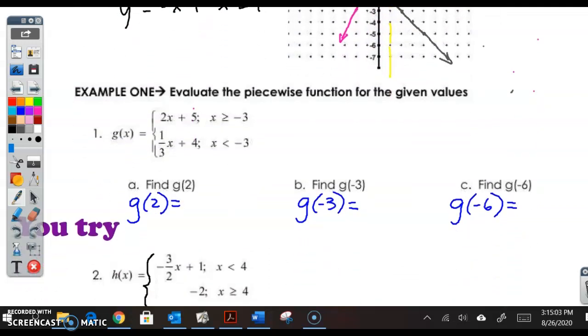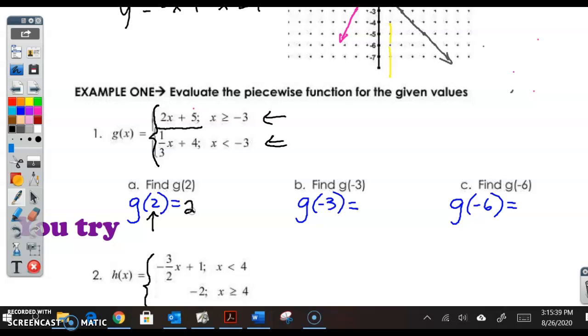So they'll give you the piecewise function, and then they ask you to find g of 2. You have to figure out which part of the function you are going to be inputting the 2 into. Now we need this equation, y equals 2x plus 5, where the x values are greater than or equal to negative 3. So this is the x value, 2. Is 2 greater than or equal to negative 3? Yes, so that's the one we're going to input the 2 into.